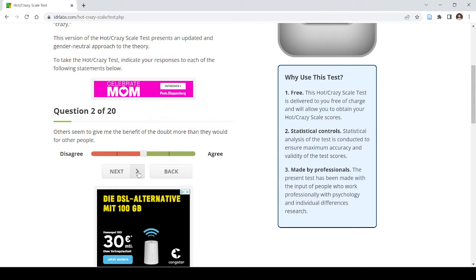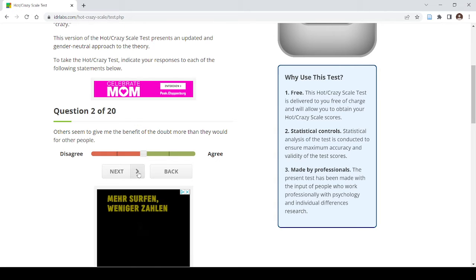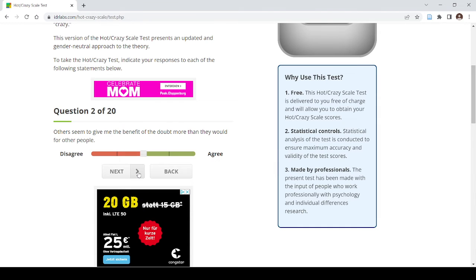Okay, next. Others seem to give me the benefit of the doubt more than they would for other people. Yeah. That's my problem being kind of a loner. I don't know how much benefit of the doubt other people get. Also, various groups get various levels of benefits of the doubt. So, I'm gonna say I get about as much as anyone else, for whatever reason.